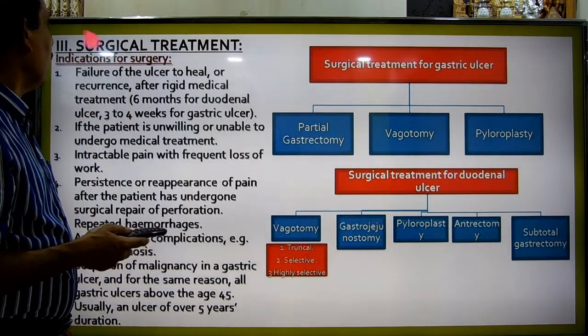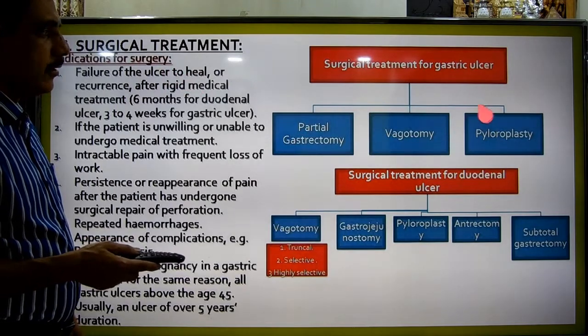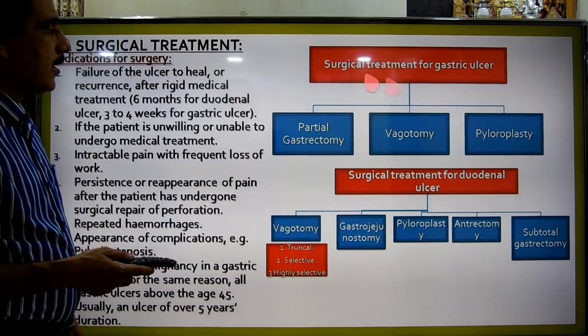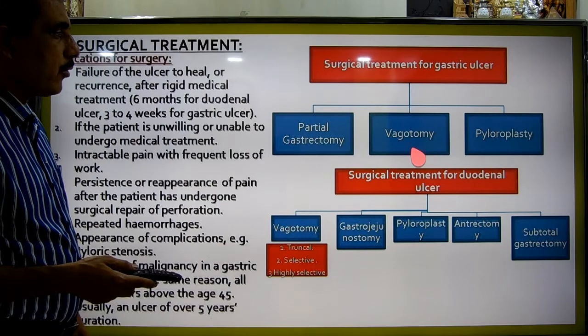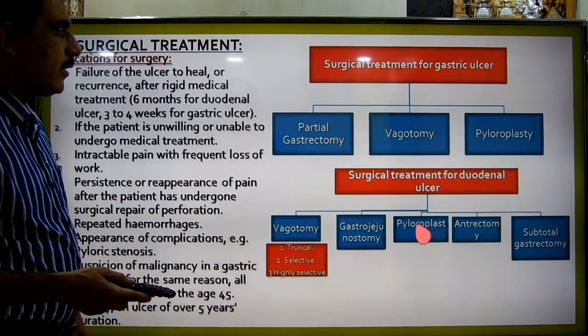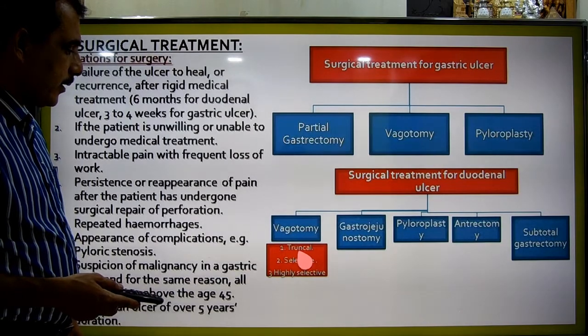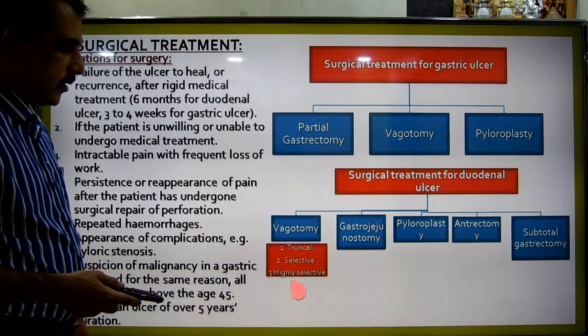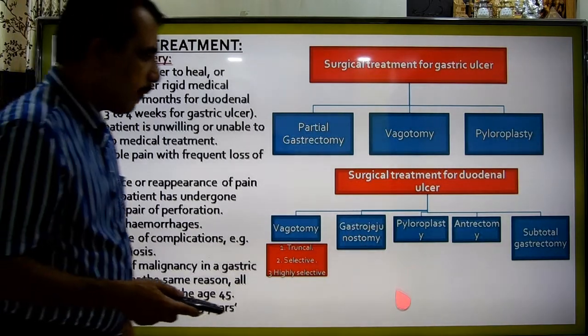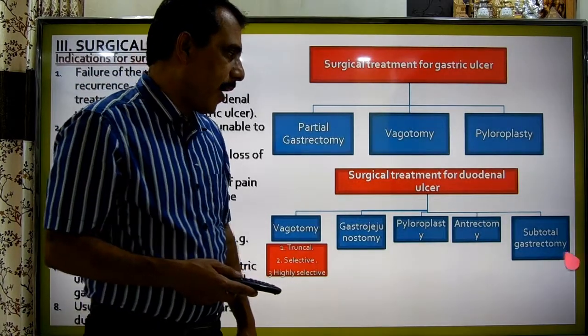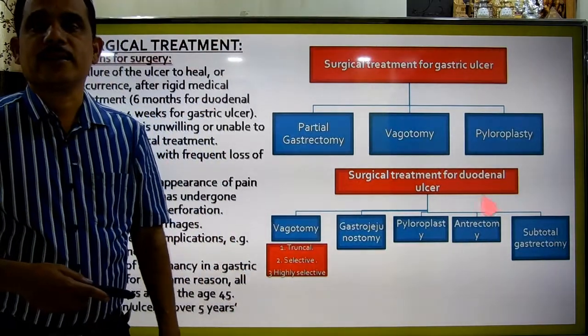These are the indications and these are the procedures. In gastric ulcers: partial gastrectomy, vagotomy, pyeloplasty. While in duodenal ulcer: vagotomy, which will be either truncal, selective or highly selective, gastrojejunostomy, pyeloplasty, enterectomy, and subtotal gastrectomy.